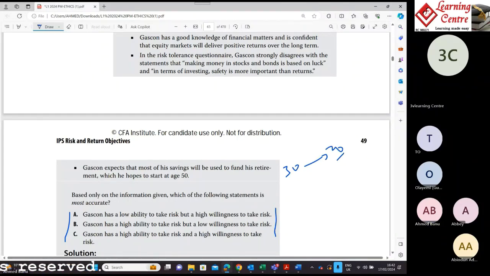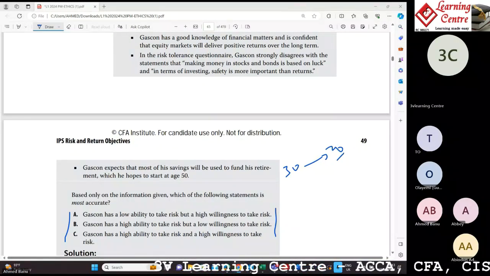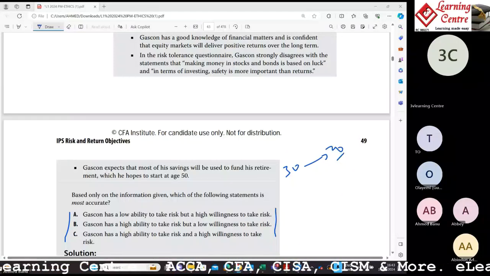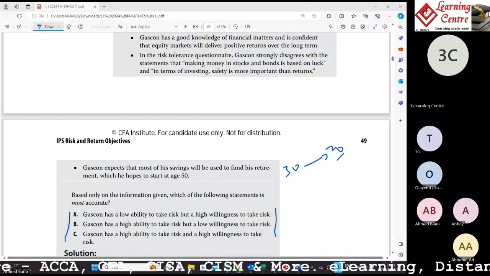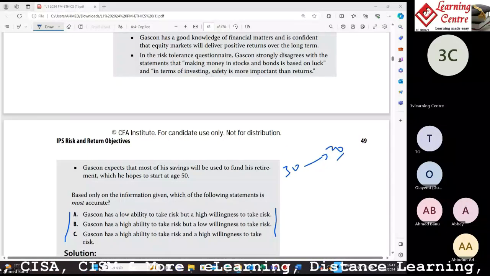Anybody wants to try? I think it's C. You think it's C? Why? Go ahead. Because he's doing well financially, so he sort of has a high ability to take risk. Then his knowledge about financial matters and disagreeing with the fact that money in stocks and bonds is based on luck shows his high willingness to take risk.